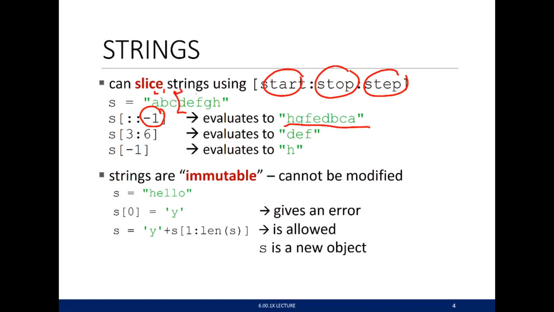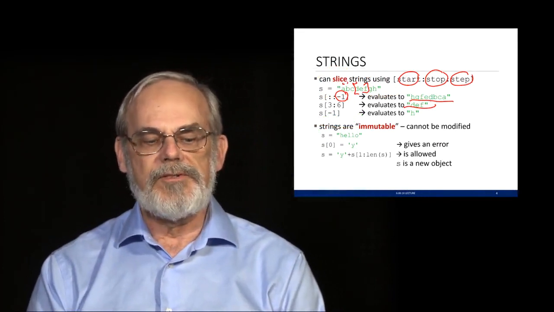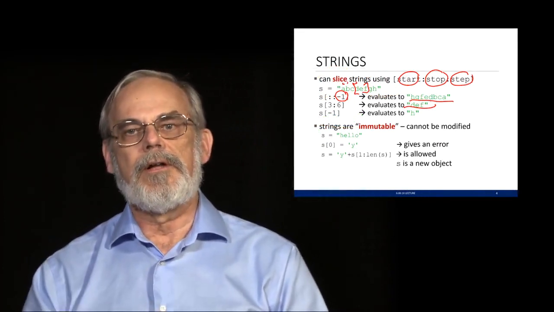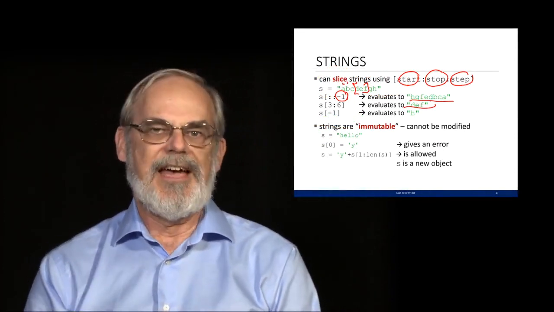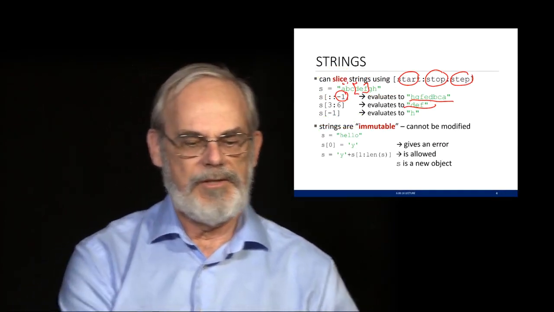So 3, 4, 5. I'm going to pull that out, which gives me the piece that I wanted there. One last thing about strings is that they are what we call an immutable type. You can't change them. They can't be modified. And to see that, let me do a little example.